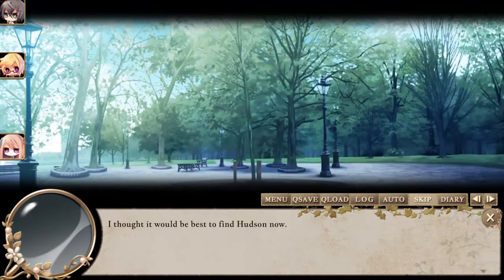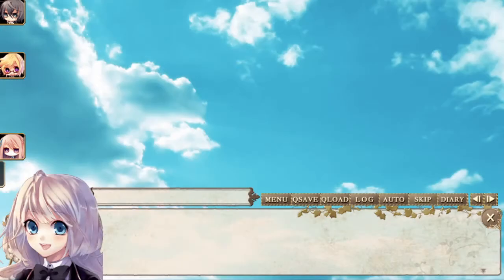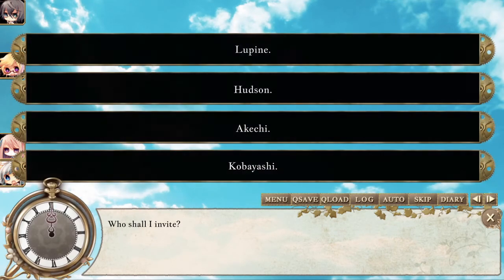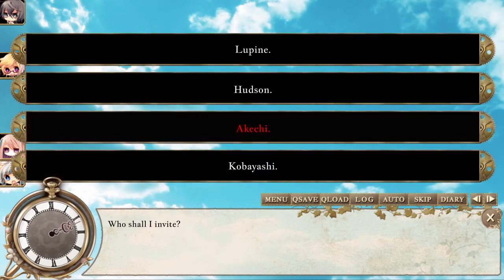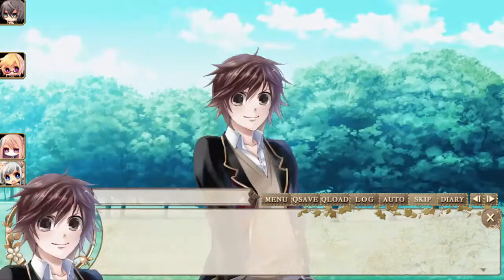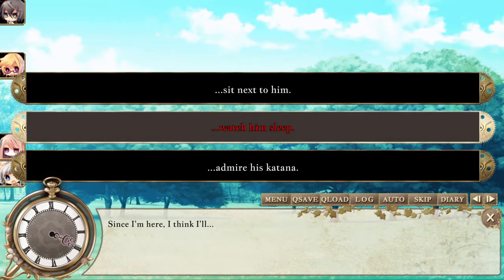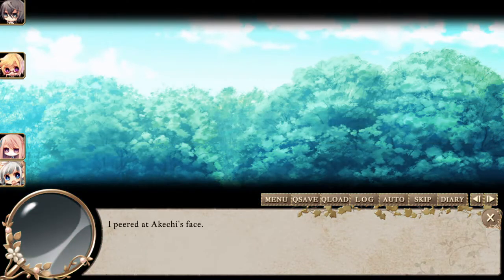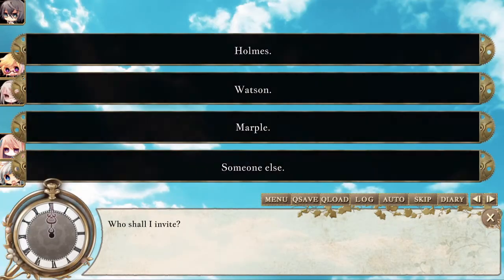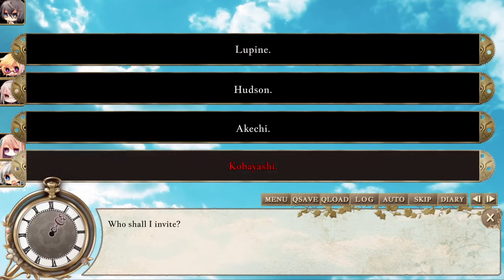Hudson. At least this one I know for sure. Joined in on the fun. Alright. We'll just go with what works. I think we watched him sleep last time, right? Yep, that's what it was. And Kobayashi.